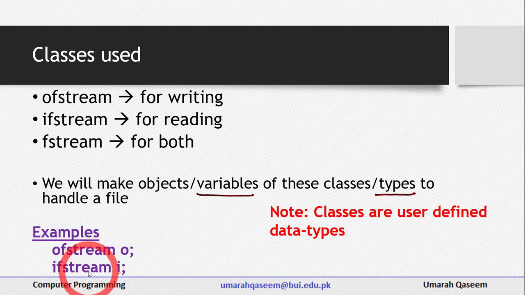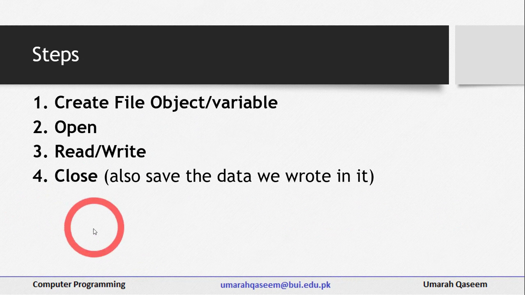Now there is one more important thing, and that is the ofstream class is used for writing and ifstream is used for reading. So this class is used for writing in a file, and this one, ifstream, is used for reading from a file, while fstream is used for both purposes, for writing and for reading. Now let's see how we will write in a file or read from a file.